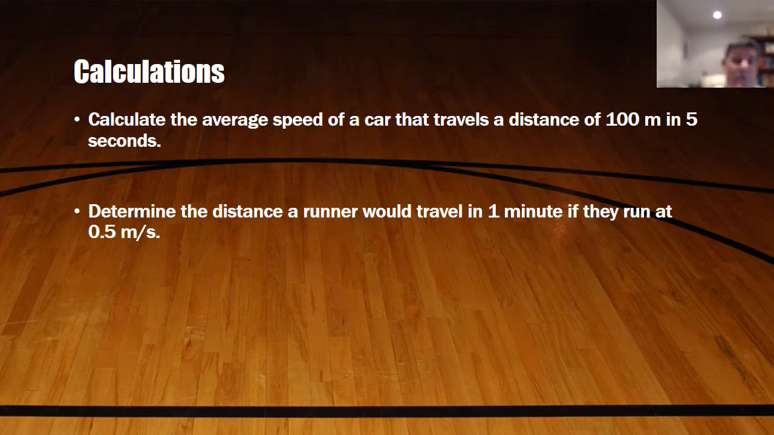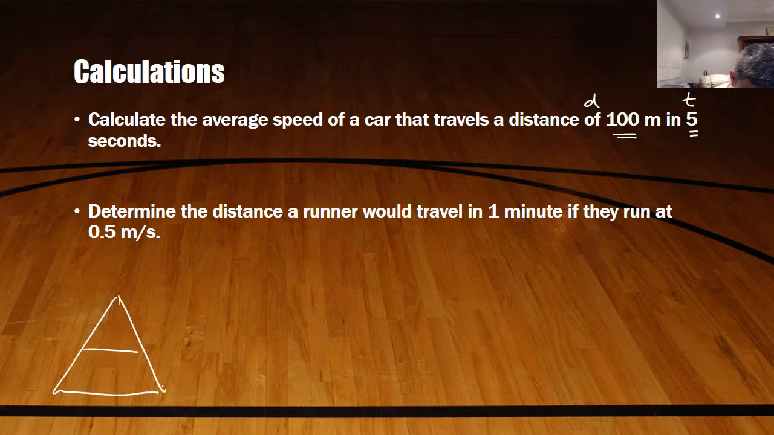To give you a bit of a look at some simple calculations, let's calculate the average speed of a car that travels a distance of 100 meters in 5 seconds. As much as you can, try and find the variables that you have been given in the question and then use your formula to solve. The formula can be put into a triangle. These sorts of simple formulas work very nicely in triangles because they allow you to find distance by multiplying speed and time, speed by dividing distance by time, and time by dividing distance by speed.